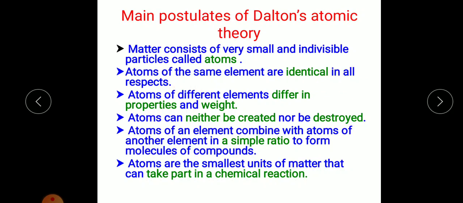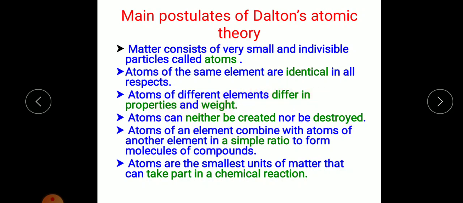This second point has been proven wrong because it could not explain the idea of isotopes, because as we know, isotopes are atoms of the same element having the same atomic number but different mass number. If we are taking the same element, then why should they have different mass? So this could not be explained by Dalton's atomic theory. That was his drawback.